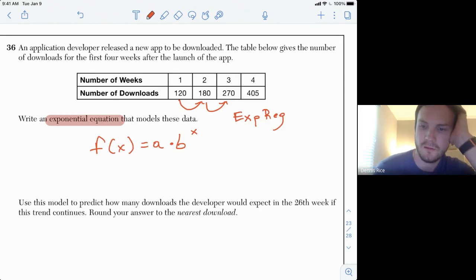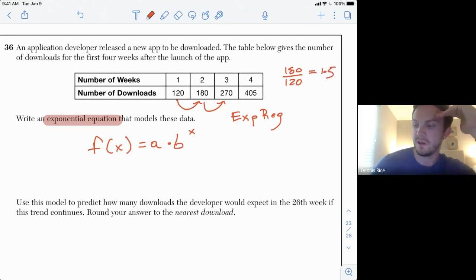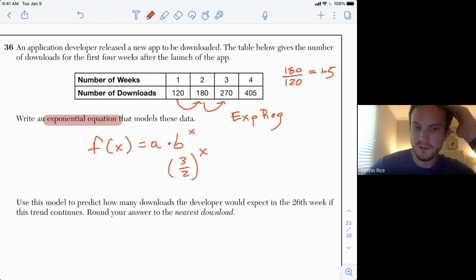Yeah, I'm getting a few different answers. Oh, yeah, it's 1.5. It's 3 halves, 1.5. If you're not sure what you're multiplying by, divide. If you don't know what 120 got multiplied by to give you 180, divide. So the common multiplier here is 1.5. I'm just going to call it 3 halves for argument's sake. 1.5 is fine. Now, the y-intercept, the initial value, which is A, is not 120.